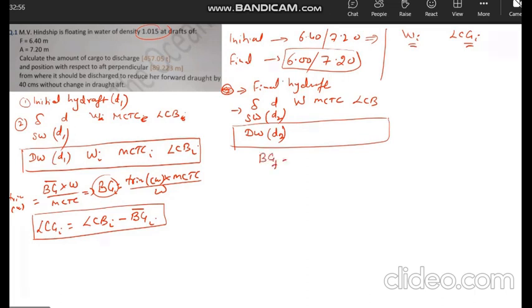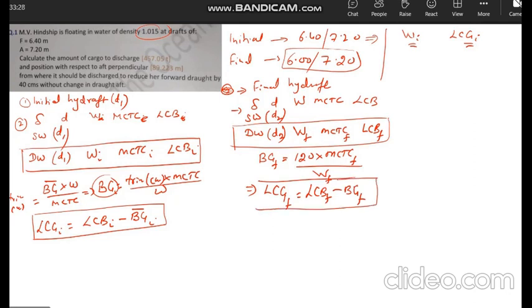Now with this, you will get the BG final. Why? Because you know the trim in the final condition, it's 120 centimeters. So BG in the final condition will be 120 centimeters of trim into MCTC final divided by W final. Correct, guys? And from here, you will be able to get the LCG final. It will be LCB final minus BG final. I get LCG final also. Is that also clear to everybody? Clear? Yes, sir.